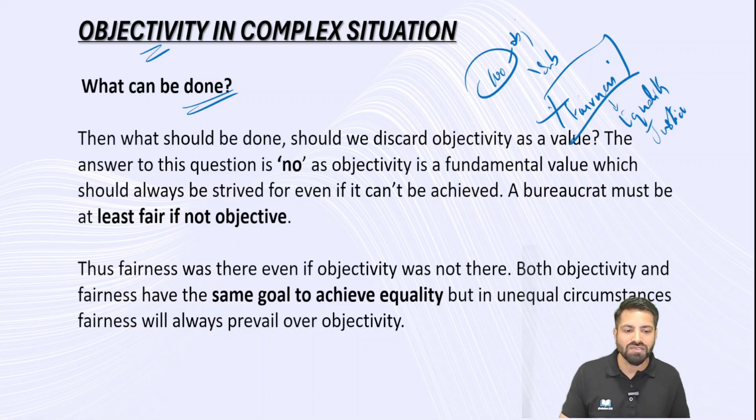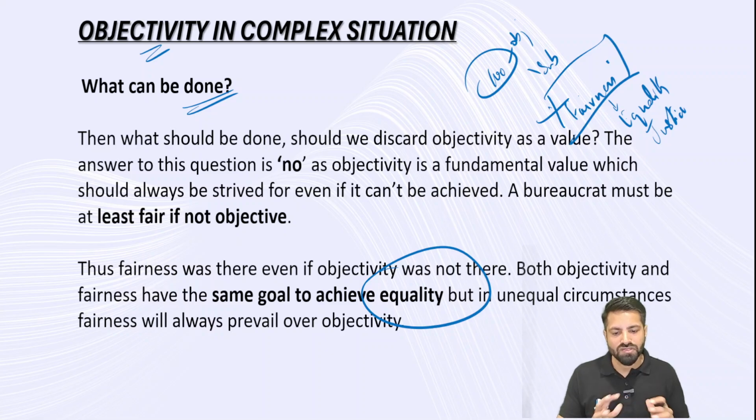So how do you handle this? By being fair. Because both, whether it is fairness or objectivity, have the same goal. It is equality. So this is how you handle objectivity in complex situations, right?